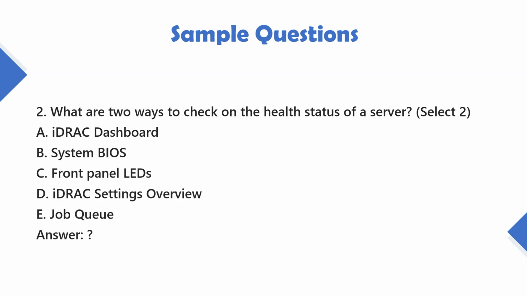2. What are two ways to check on the health status of a server? Select 2. A. iDRAC dashboard. B. System BIOS. C. Front panel LEDs. D. iDRAC settings overview. E. Job queue.